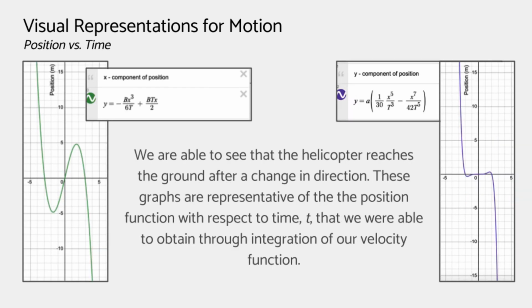Here we have two position versus time graphs representing the x and y components of the position function that we obtained through integration of the velocity function. We are able to both infer from prior graphs, functions, and statements, and see on these graphs that the helicopter reaches the ground after a change in direction where it goes in the negative x direction.